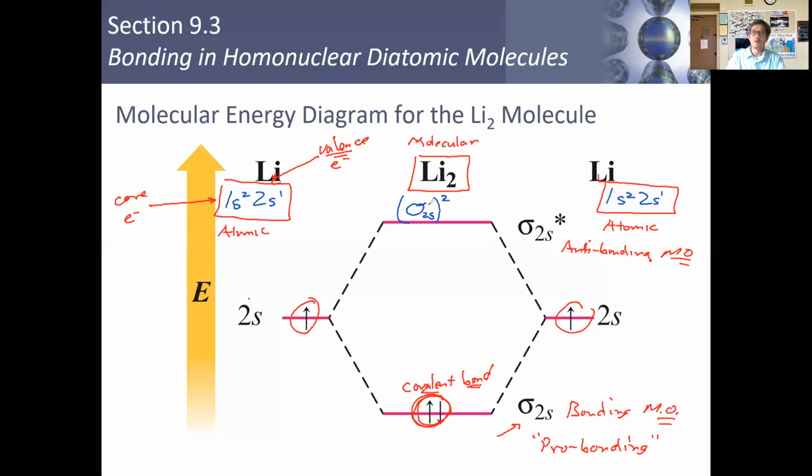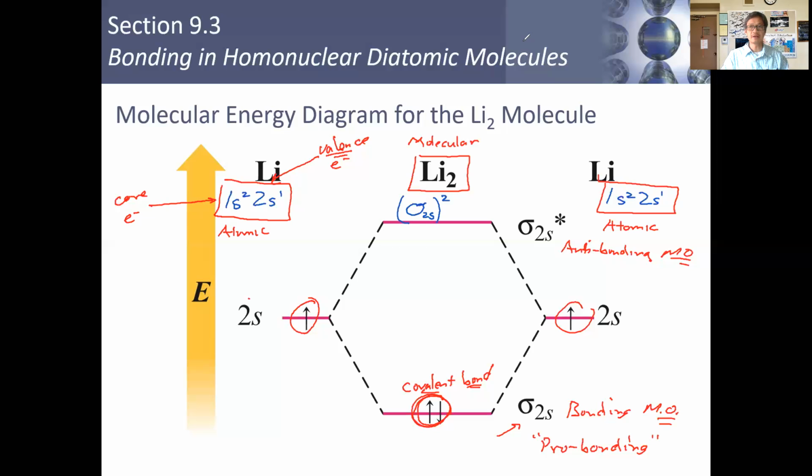The way that we write down the molecular electron configuration is very similar to how we write down the atomic electron configuration. We indicate the orbital. Here, though, we also indicate how this orbital formed. This orbital formed from the 2s atomic orbitals, and there are two electrons in this particular molecular orbital. And so this is the electron configuration for dilithium. Make sure that you're able to do that.